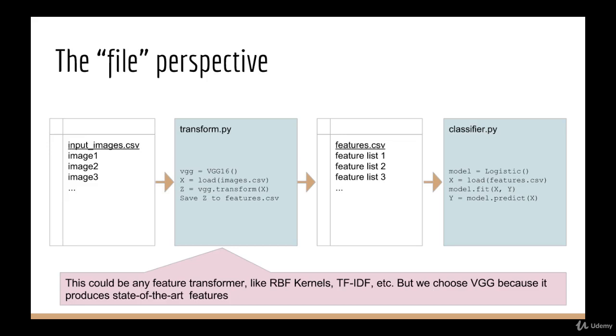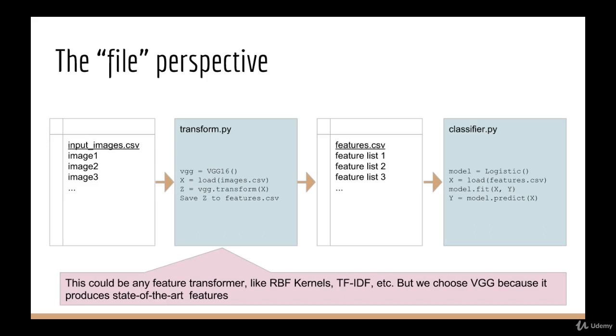We know that in general, a CSV of data is just a list of features. So there's nothing stopping us then from converting our original CSV of features, which happen to be images, to a new CSV of different features. We call this feature transformation, and you've seen many examples of them in the past, such as RBF kernels, TF-IDF, and so on. Well, in this case, it just so happens that our feature transformer is the VGG network.